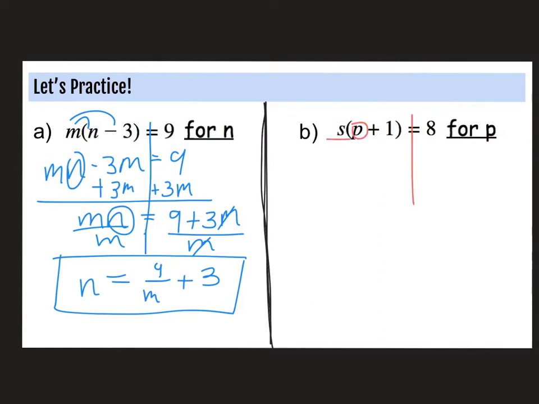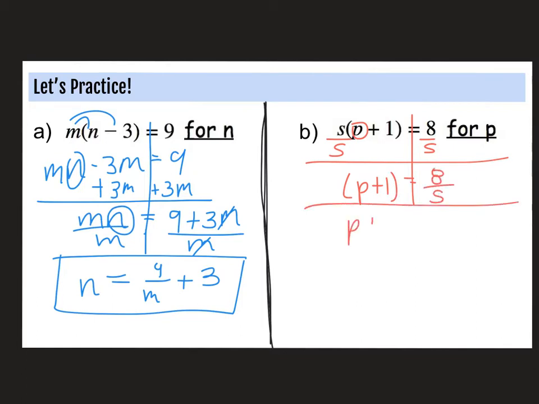We're going to get rid of times s by dividing by s first, leaving us with P plus 1 equals 8 divided by s. Now we can drop our parentheses since we no longer have something on the outside. To get rid of plus 1, we'll minus 1 from both sides, leaving us with P equals 8 divided by s, all minus 1. Check in, see how you did on that one. If you made a mistake, go back and fix it.